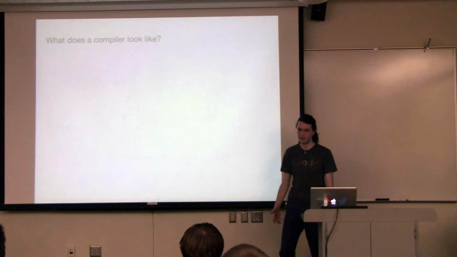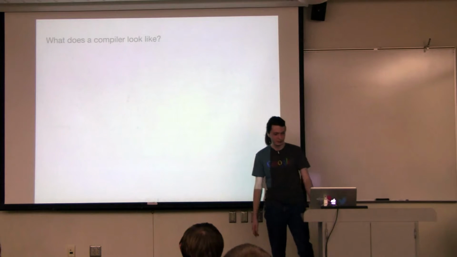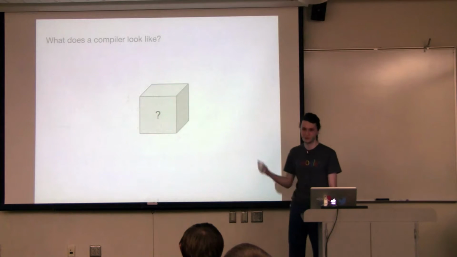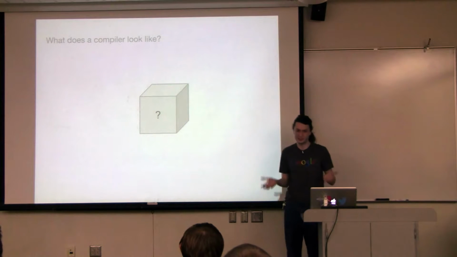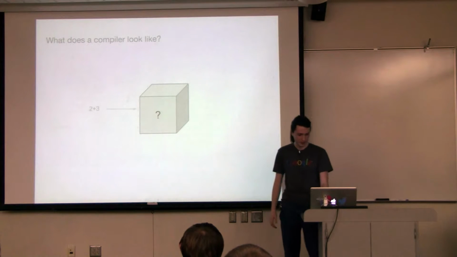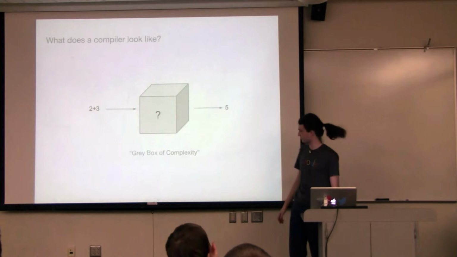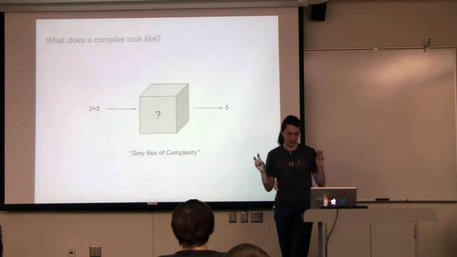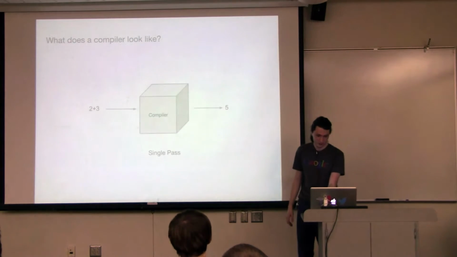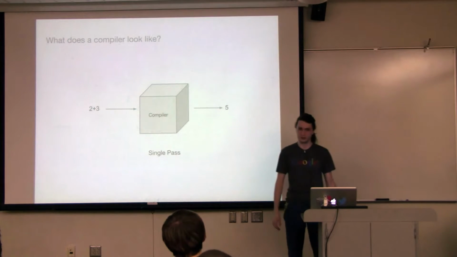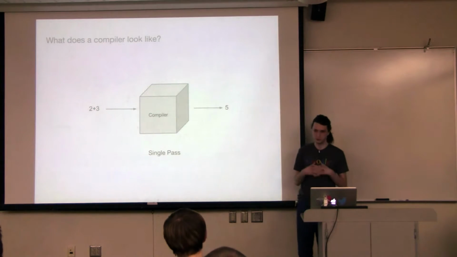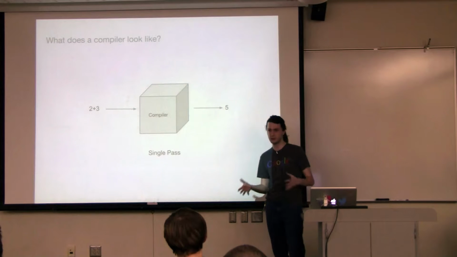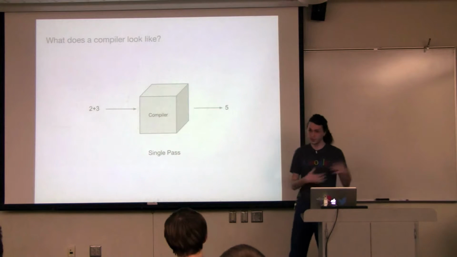Well, if you look at Clang, it's just an executable. So it's sort of like this mystery box. You don't really know what's inside of it. It's just there. And you give it some input, and it gives you some output. It's this gray box of complexity. But in reality, a compiler can look like this, where you have what's known as a single pass. So you take your input, you process it, and you just generate output.